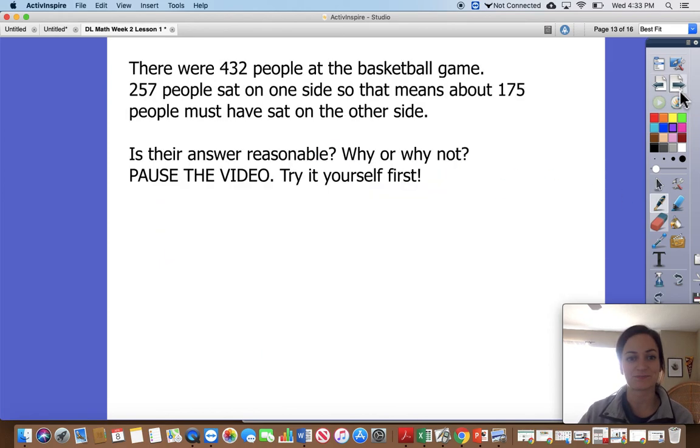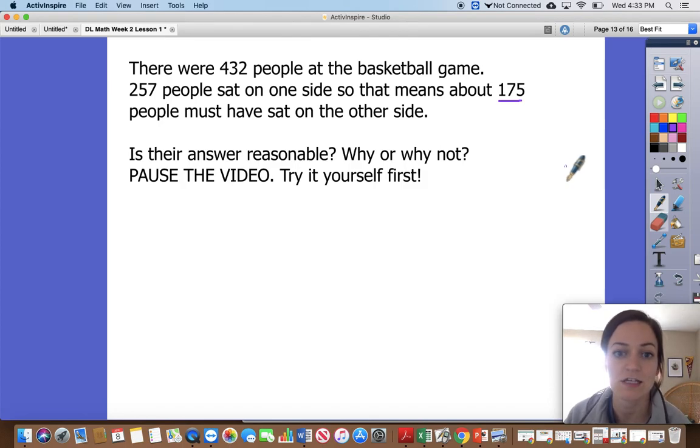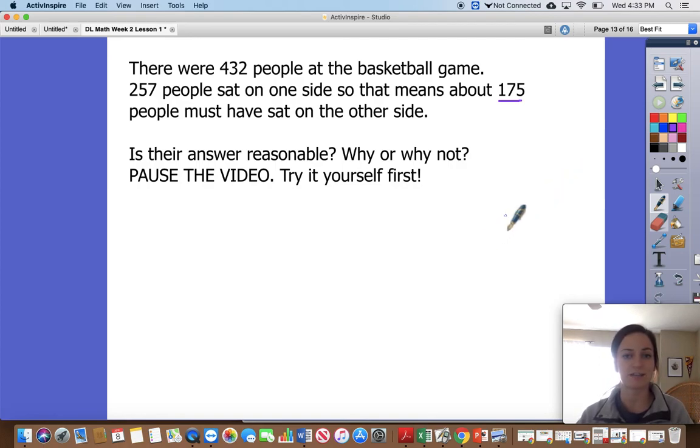Let's look at the next one. There were 432 people at the basketball game. 257 were sitting on one side. So that means about 175 people must have sat on the other side. Is their answer reasonable? I want you to round to the nearest 10 on this problem. So pause the video, try it yourself, and when you find the answer, push play. Go.